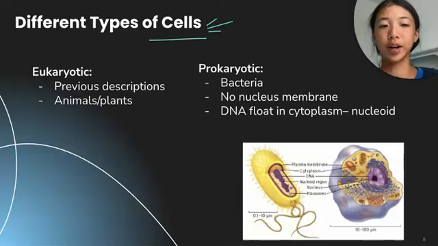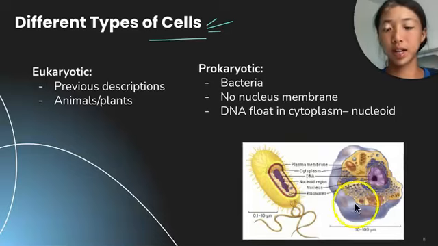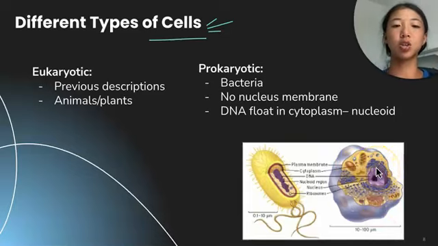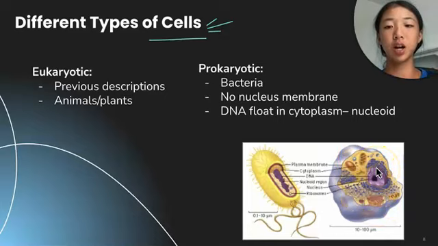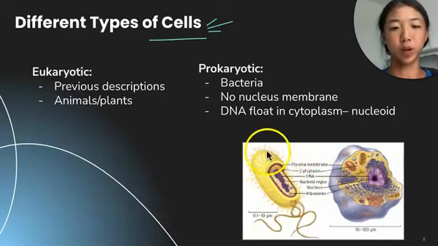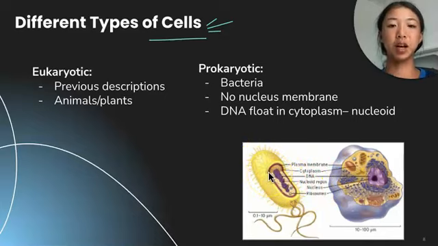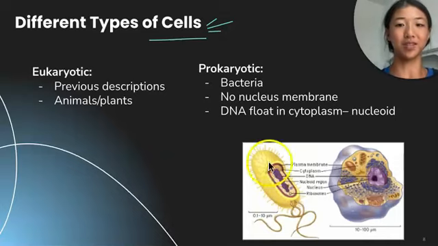If we look at the diagram right here, we notice that the eukaryotic cell is a lot bigger and a lot more complicated than the prokaryotic cell. Because animals and plants are more complicated than bacteria. That's really all there is to what you need to know about the basics of cells.